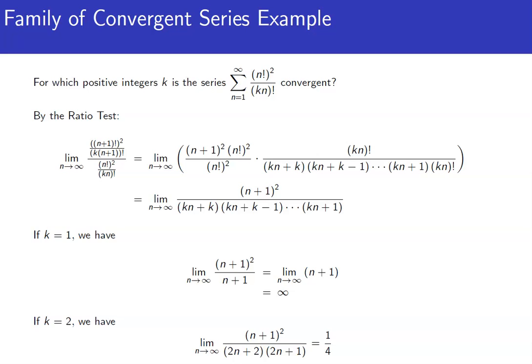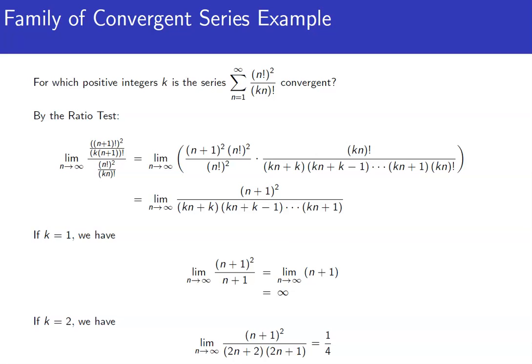In this example, we're going to look at a family of convergent series. We're being asked to find positive integers k so that the series from n = 1 to infinity of (n factorial) squared over (kn) factorial converges. Notice that both the numerator and the denominator have factorials in them, so that's a nice big clue that we probably want to use the ratio test.